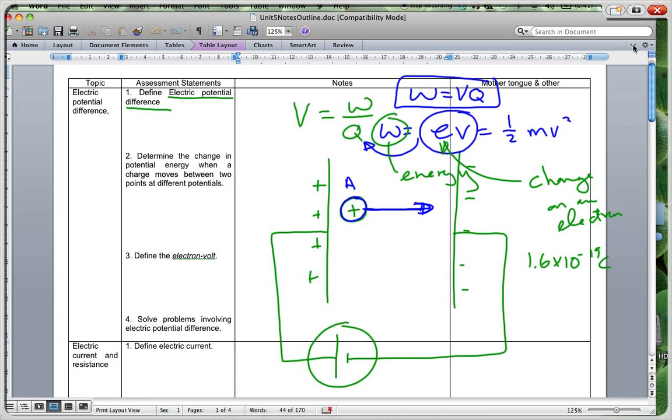So if you talk about charge, you only talk about the electric charge? Yes, yes.